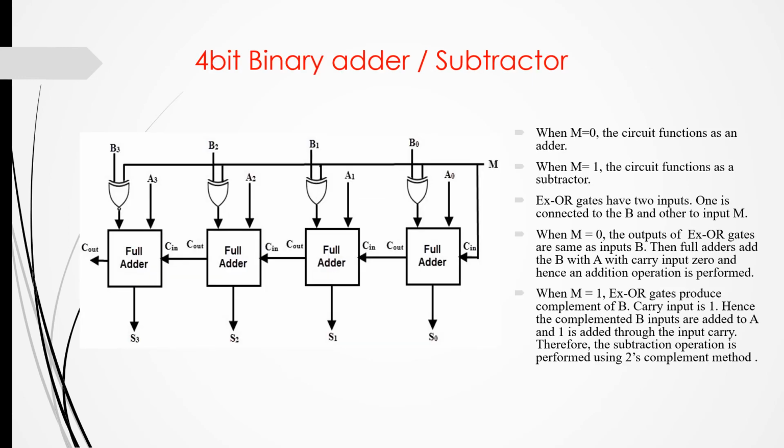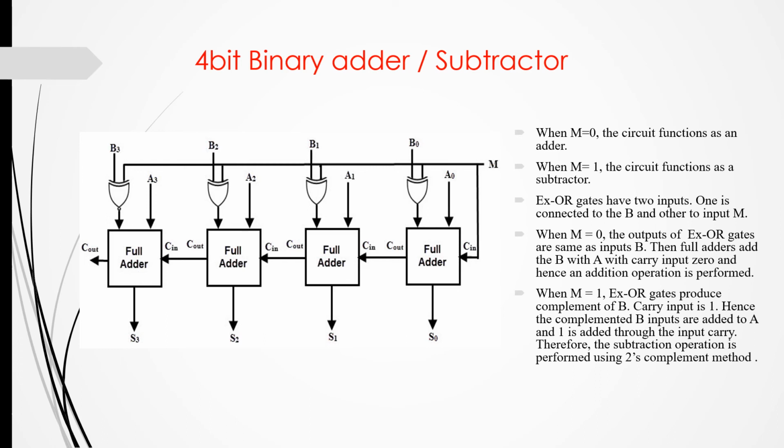Now we will see 4-bit binary adder or subtractor. So here you can see block diagram of 4-bit adder or subtractor. So 4 full adders are used for addition. Here XOR gates are used as controlled inverter. Here one control signal is used, which is known as M. When M is equal to 0, the circuit functions as an adder. When M is equal to 1, the circuit functions as a subtractor.